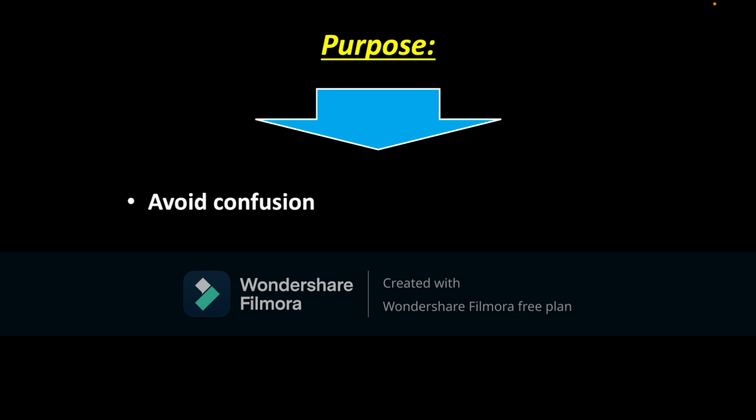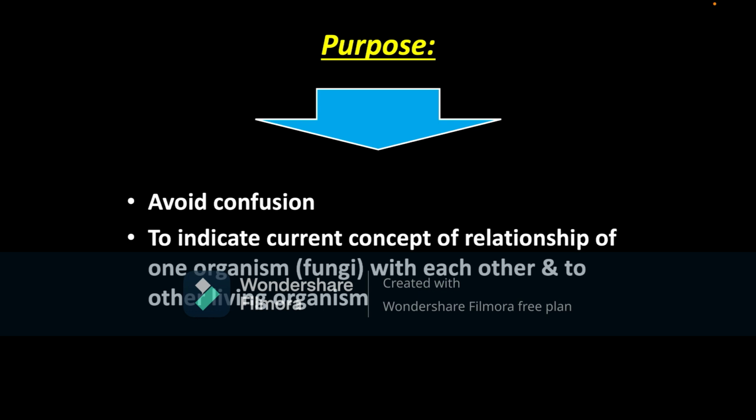The nomenclature has different purposes. Naming of organisms is very essential to distinguish one organism from another. Nomenclature enables people from all over the world to communicate clearly about different plant and animal species. It also ensures that each scientific name is distinct. It mainly avoids confusion and helps to indicate the current concept of relationship of one organism, that is fungi, with each other and to other living organisms.